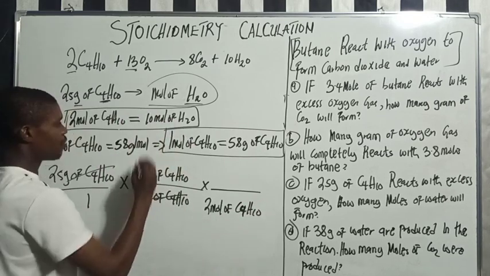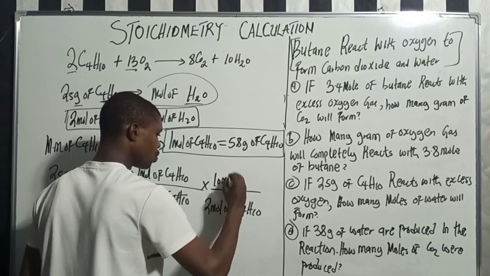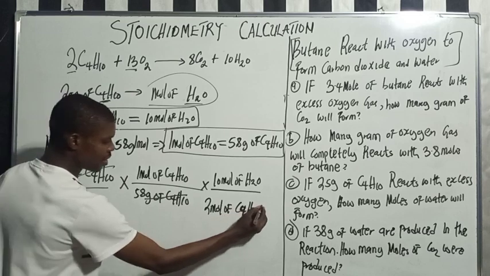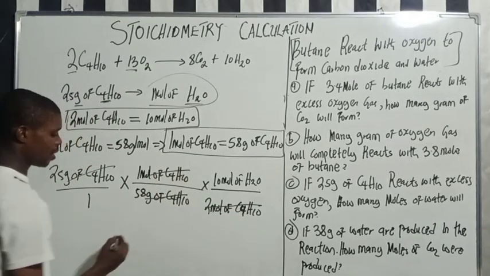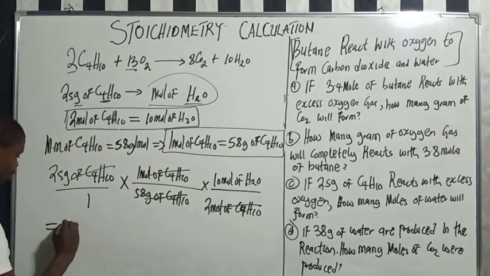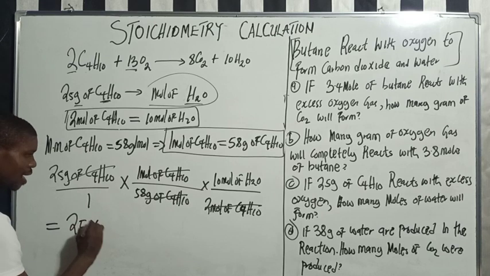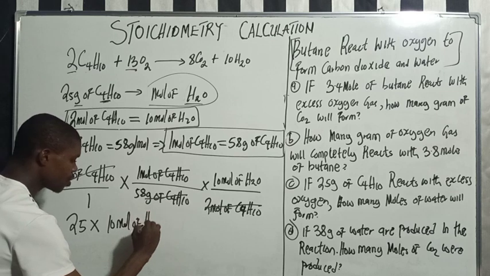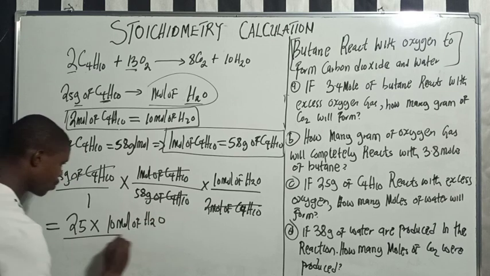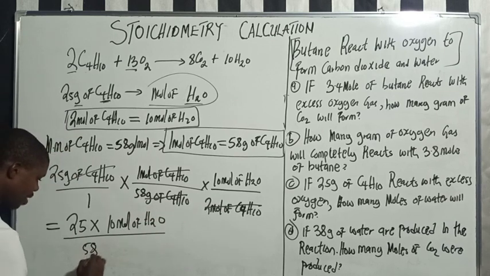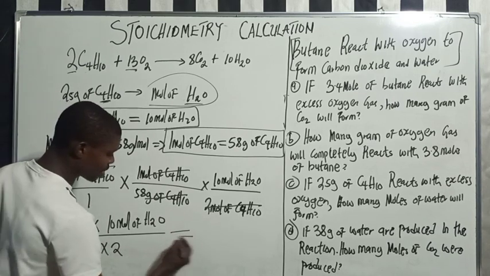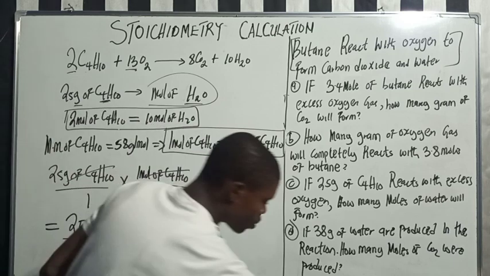C4H10. Here I have 10 moles of H2O, so that cancels out this one here. What I'm left with is 25 times 10 moles of H2O over 58 times 2. Let me use my calculator to punch in the answer.